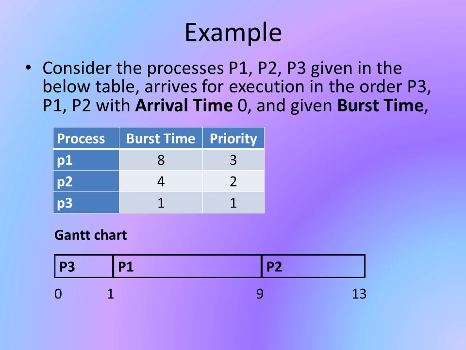So the execution of P1 ends after 9 seconds and the execution of P2 begins at 9 seconds, and process P2 needs 4 seconds. So 9 plus 4 equals 13. So the execution of P2 ends at 13 seconds as shown in the figure below.